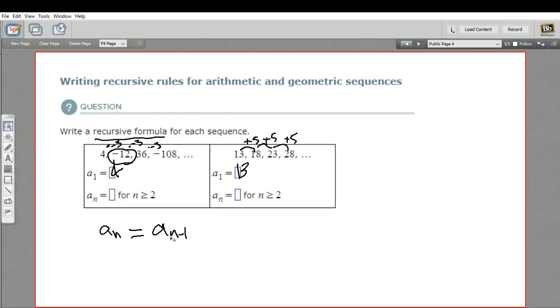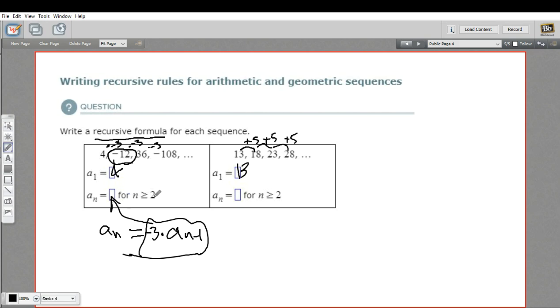Now in this case, we have the element before. What do we do to it to get the next element? Well, we just multiply it by negative 3. So we can just say negative 3 times a sub n minus 1. That's going to get us the next element. And that's really all we need to do. This chunk right here is going to go in there. You'll notice it says for n greater than or equal to 2. That means this doesn't work for the first element in a sequence, but it does for all the elements afterwards.